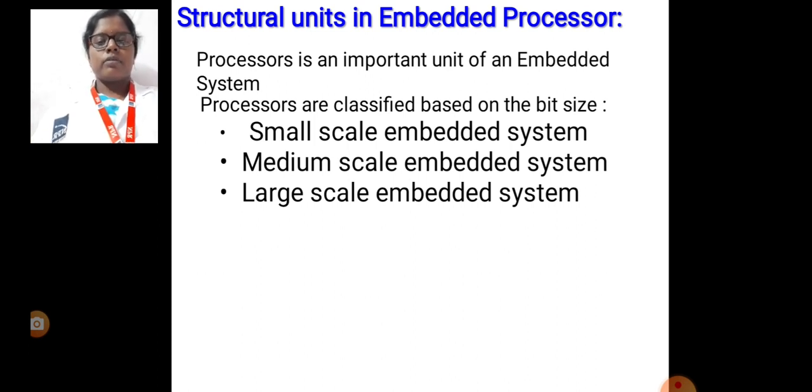Okay, mostly the RTOS is the tool used in medium scale embedded systems.